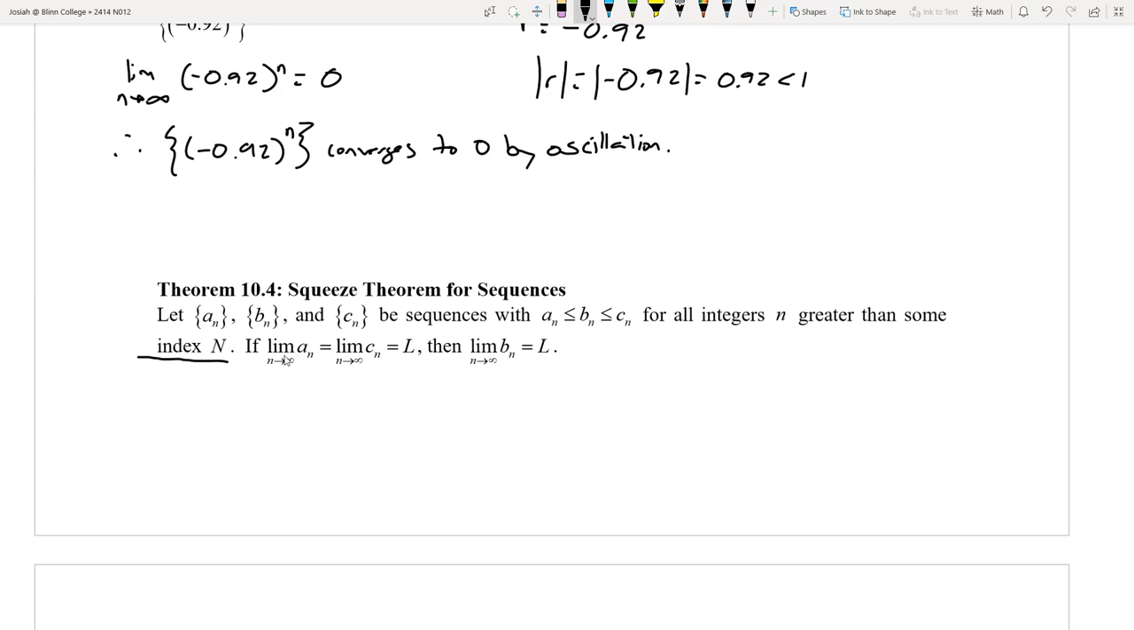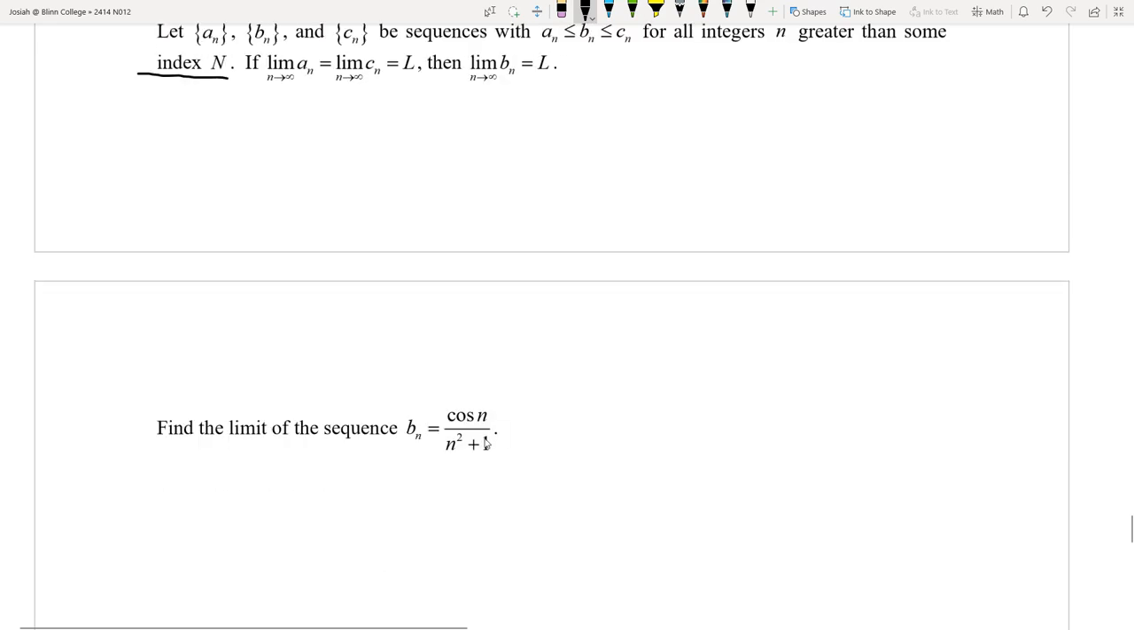So if the smaller sequence converges to L and the bigger sequence converges to L, then the one in the middle has to converge to L also. It's very similar to the squeeze theorem for functions. It behaves almost the same way. So we'll go ahead and take a look at an example here. We'll find the limit of this sequence.